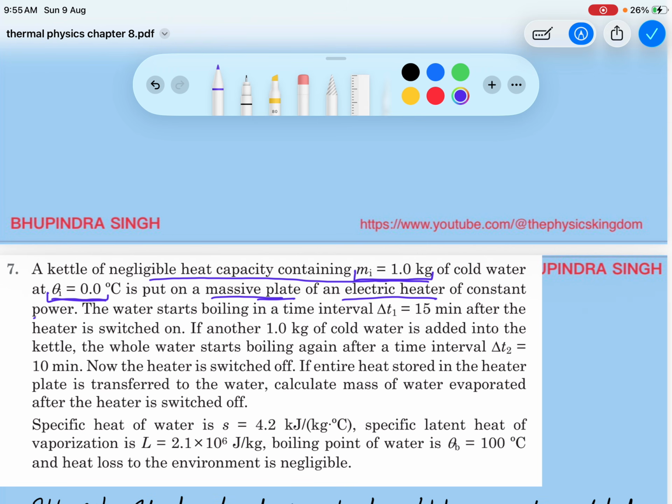Water starts boiling in 15 minutes, right? So since it has a plate also, when the heater is supplying heat, some heat will be absorbed by its plate and the remaining heat will be absorbed by water. Okay, if another 1 kg of cold water is added into the kettle, the whole water starts boiling after an interval of 10 minutes. Now you see this, next time when you are adding more water with the same condition, boiling is taking place in less time. The reason being is the heater plate now is not absorbing that heat.